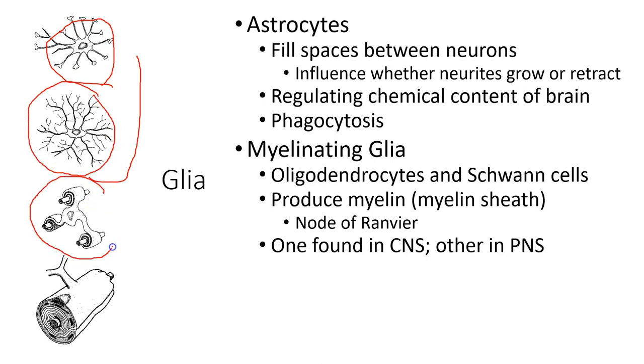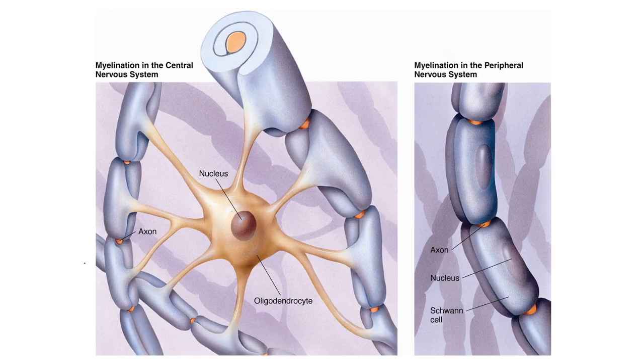Here is an example of an oligodendrocyte, and this is the way in which it wraps around the axon. It's kind of like a paper towel roll. The central portion, the brown portion of the paper towel, is the axon, and then the actual paper towel itself is what could be the myelin surrounding the axon.